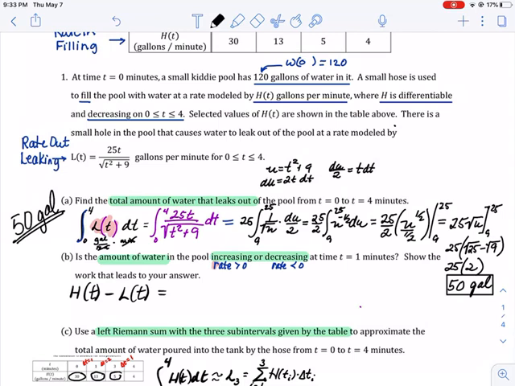Well, we know that we have to look at the derivative. We evaluate the derivative. If the derivative is positive, the rate is positive, then we know that the amount is increasing. If the rate is negative, then we know that the amount is decreasing. So with this, we're just going to say, here's our expression. We're just going to say h of 1 minus L of 1.